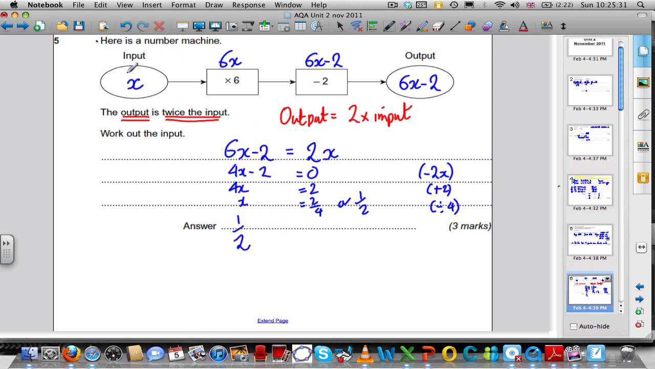Let's double check it works. A half times 6 is 3. 3 minus 2 is 1, so the output is 1. The output is double the input, which was a half, so you've got the correct answer.